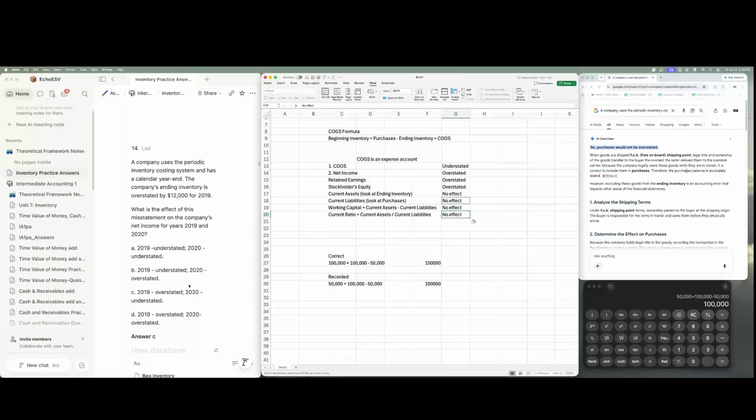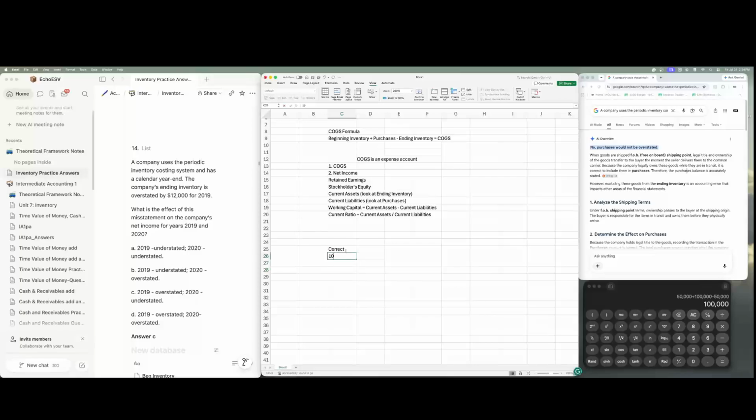So a company uses the periodic system. The ending inventory is overstated. Some of these are pretty easy. The company's ending inventory is overstated. So if it was correct, right?